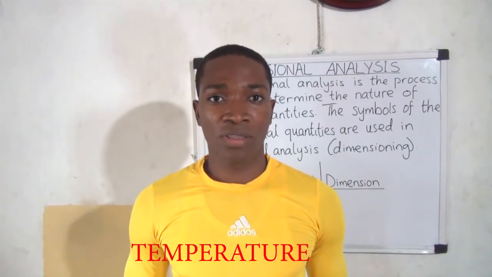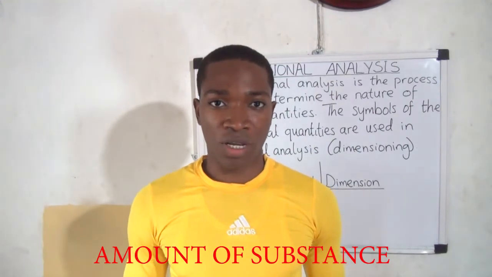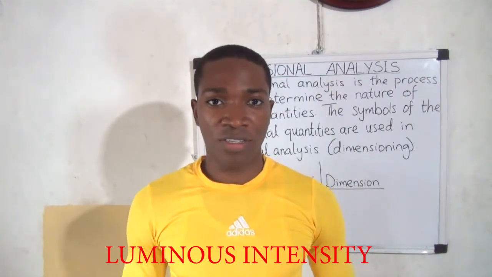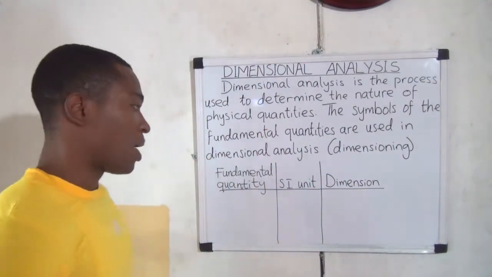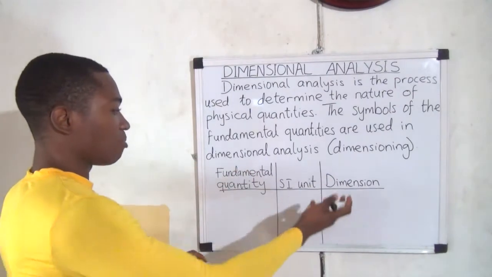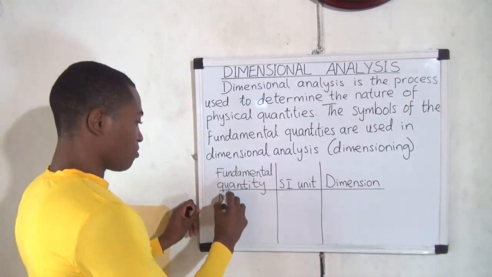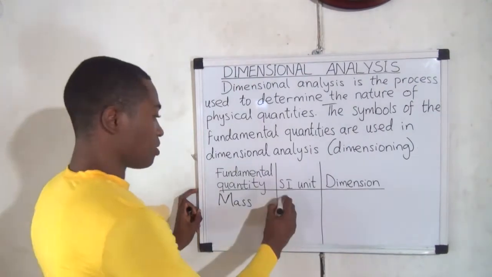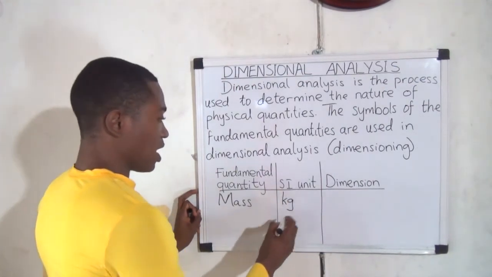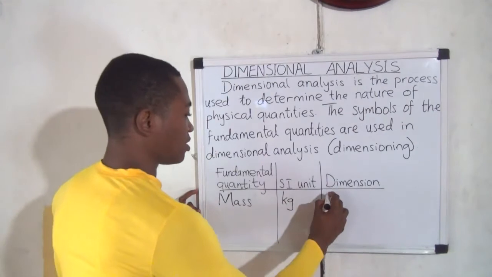These are mass, length, time, temperature, amount of substance, luminous intensity, and electric current. For this lesson, we focus on just three of them: mass, length, and time. So let me put it in a tabular form. We have mass. What's the SI unit of mass? Kilogram. And the symbol, that's the dimension of mass, is M.